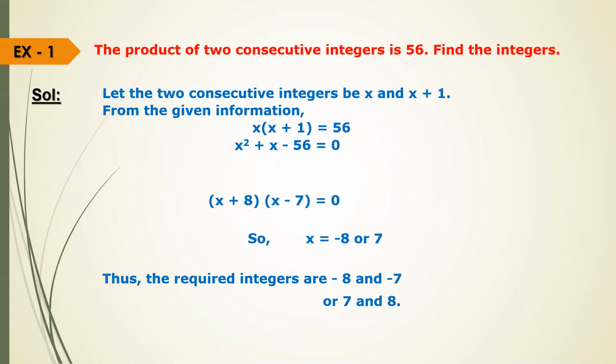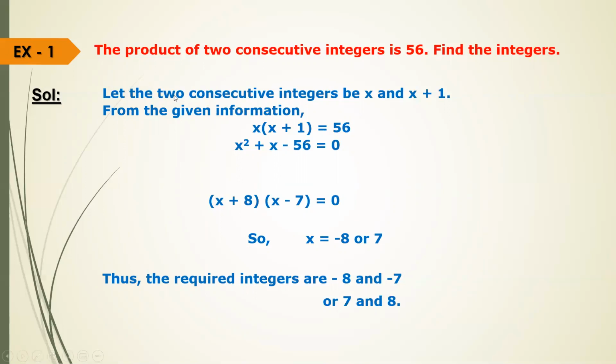Now, this is the first example which I am taking to explain the topic. The question is: the product of two consecutive integers is 56. Find the integers. In lower classes also you have learned what consecutive integers are. Consecutive means the numbers coming one after the other. And as here they are using the word integers, our answers can be negative also.